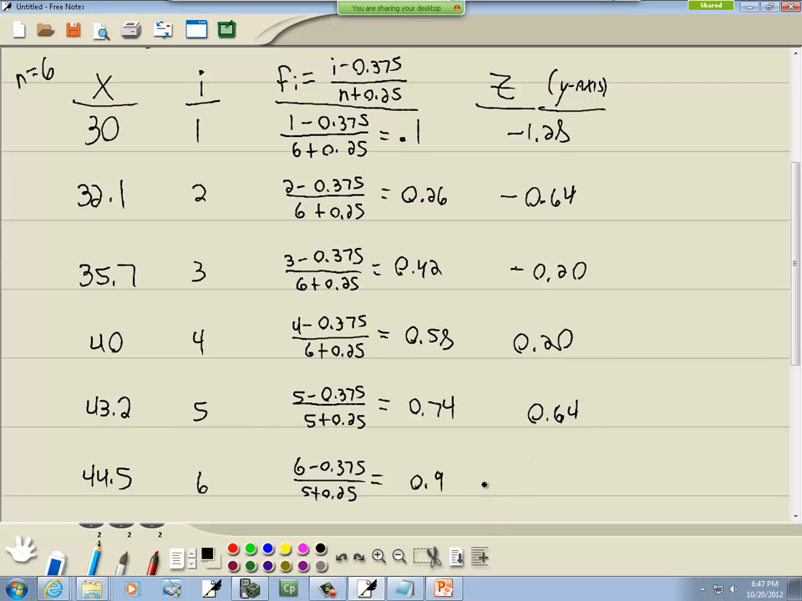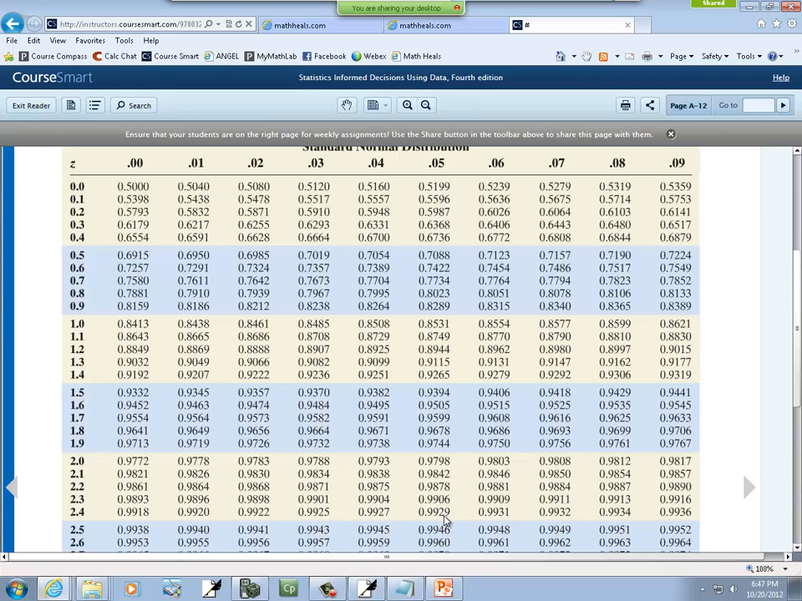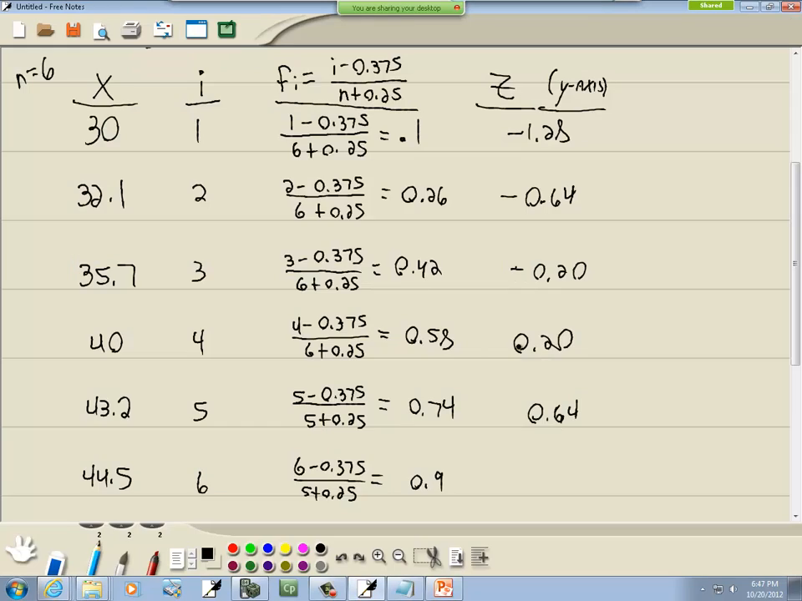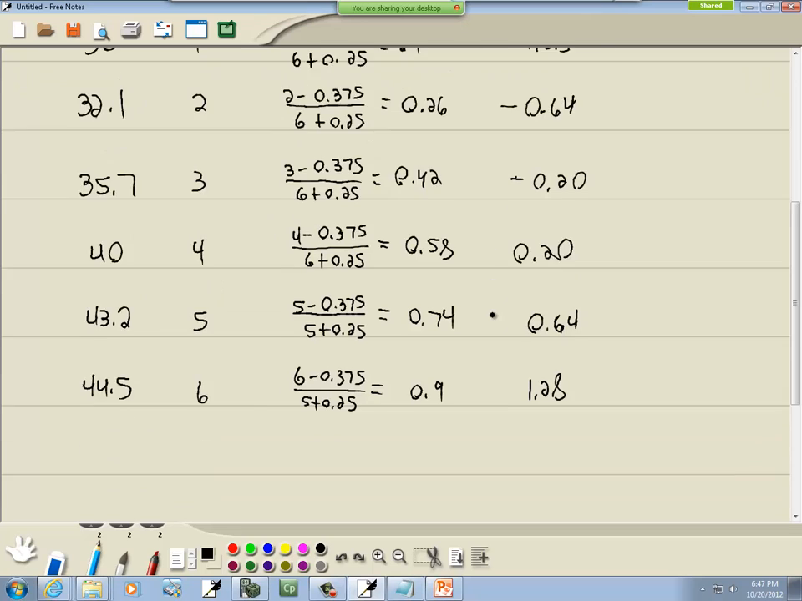And next one is 0.9. You can probably guess what it's going to be. Okay, this one's closer. So that's 1.28. Well, look at that. 0.20, 0.64, 1.28, except for the signs are different. Okay, now let's graph this.